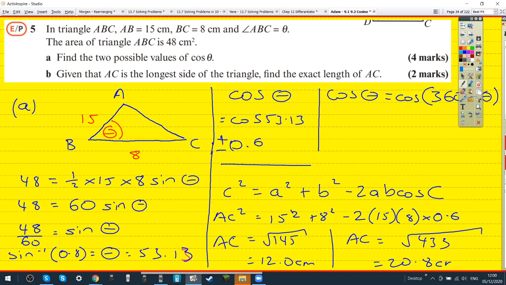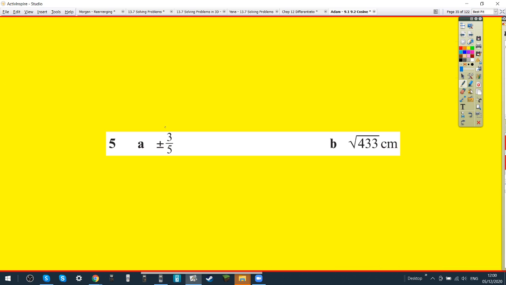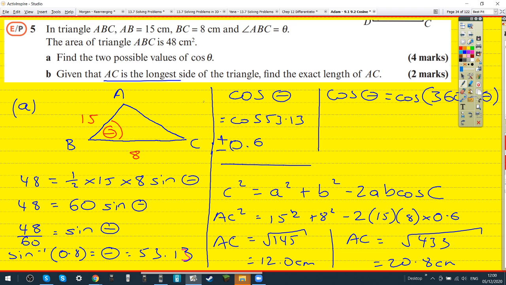Given that AC is the longest side, what is the length of AC? 20.8. Is that the longest? Yeah, root 433, and it was plus or minus 0.6. That's just something to look out for. Because cos is symmetrical, it's plus or minus, and so we had to try both, and that was longer.